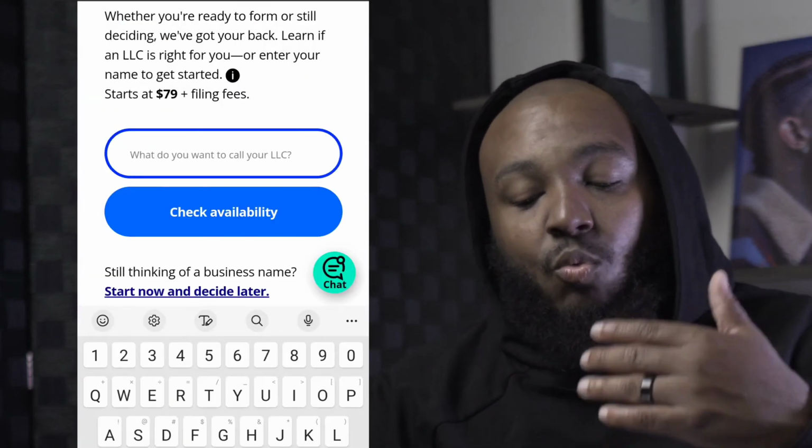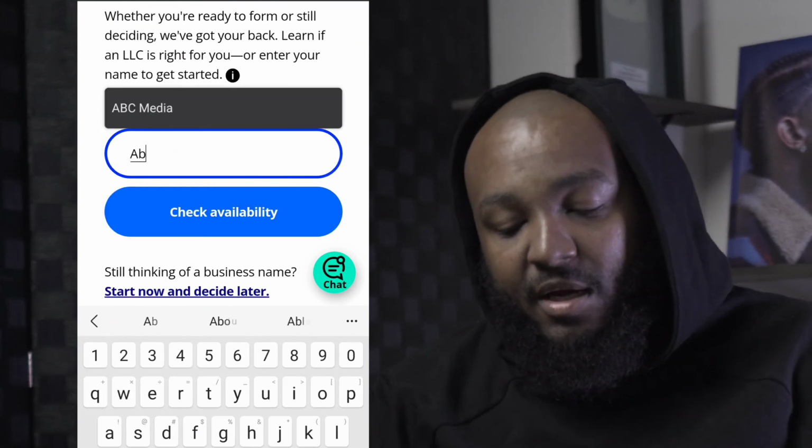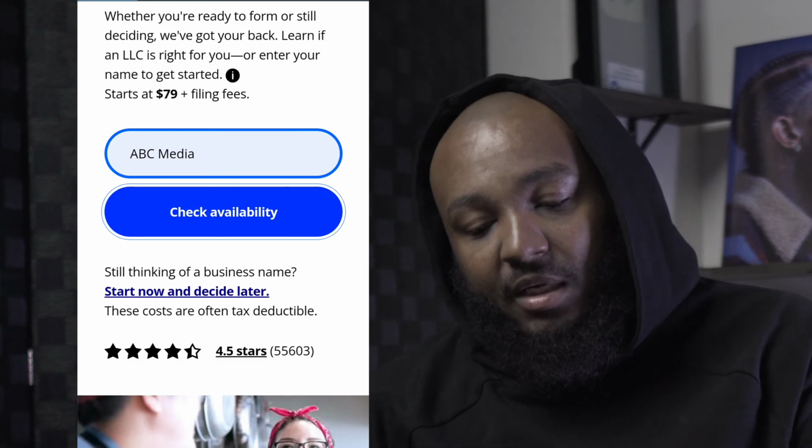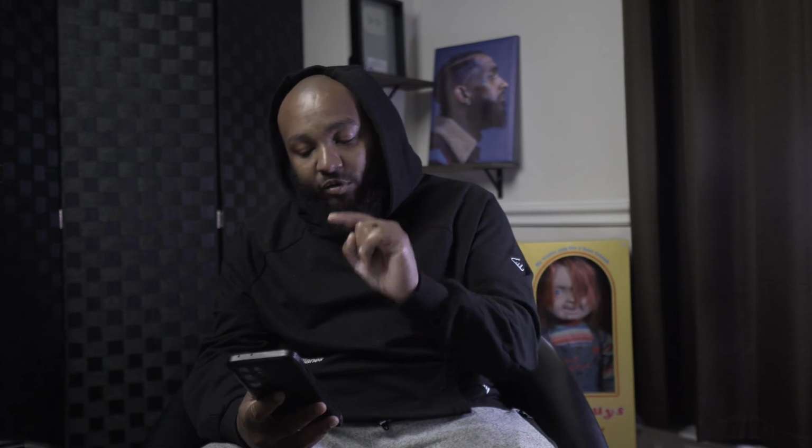Now, going to the first page, it's asking us, what do we want to call our LLC? And I'm just going to put ABC Media. Just something simple. And what I like about LegalZoom over the competition is the fact that you can actually check the name availability right on the first page, okay? Versus the other guys, basically you have to wait until they do the name check for you.